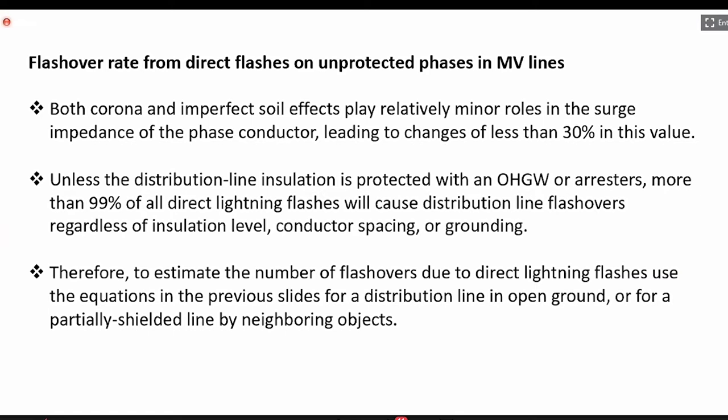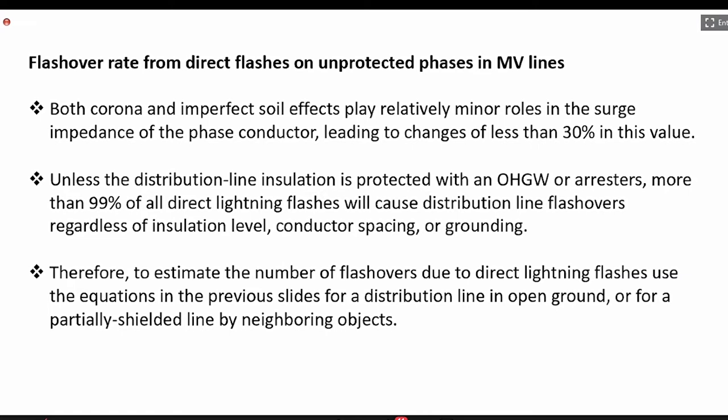If a distribution line gets a direct strike in the absence of an overhead grounding wire or surge arrestor, there is no way that the lightning is controlled. Therefore, all the lightning that comes towards that line will end up at a phase wire, so 99% of this lightning will cause flashover.